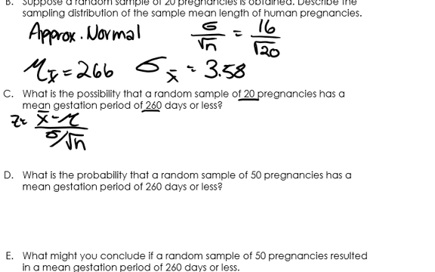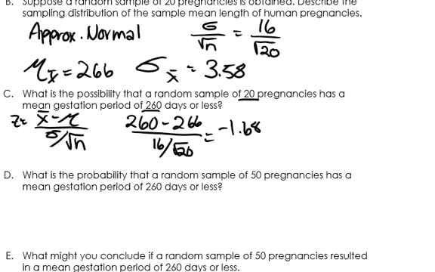So let's plug in our numbers. And we get a z-score of negative 1.68. When you use your standard normal table and find the proportion that corresponds to the z-score of negative 1.68, you will get a proportion of 0.0465.